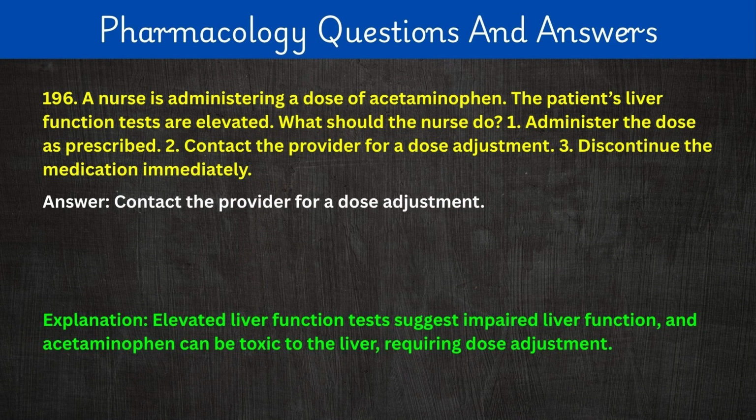196. A nurse is administering a dose of acetaminophen. The patient's liver function tests are elevated. What should the nurse do? 1. Administer the dose as prescribed. 2. Contact the provider for a dose adjustment. 3. Discontinue the medication immediately. Answer: contact the provider for a dose adjustment. Explanation: elevated liver function tests suggest impaired liver function, and acetaminophen can be toxic to the liver, requiring dose adjustment.